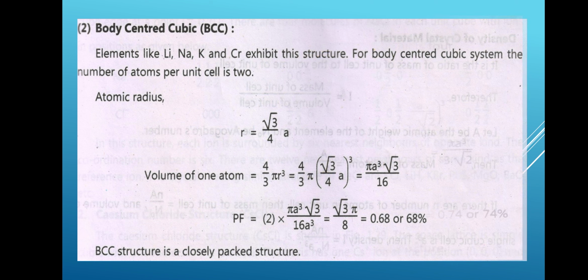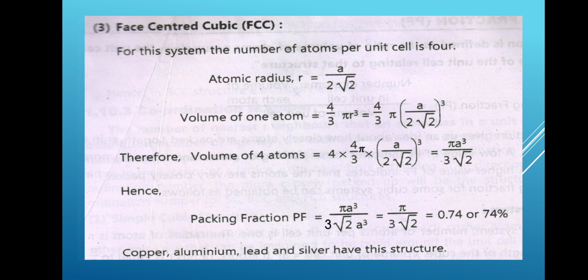Third one, face centered cubic system. For this system, the number of atoms per unit cell is 4 and atomic radius r is equal to a divided by 2 root 2. Therefore, volume of one atom is equal to 4 by 3 pi r cube, which means 4 by 3 pi into a divided by 2 root 2 cube.